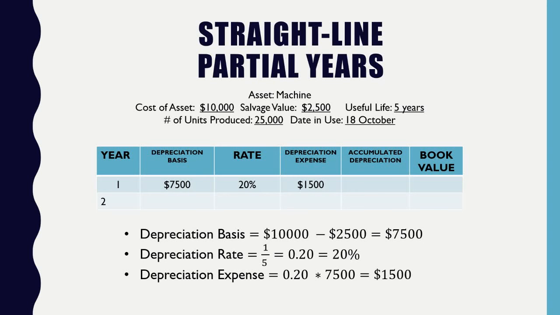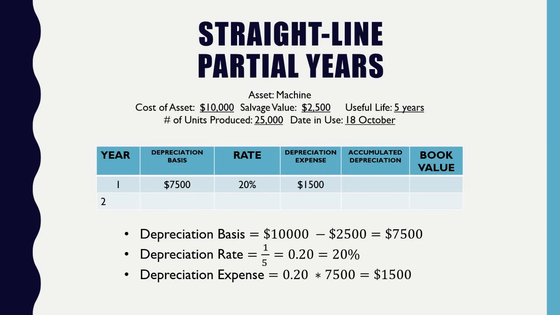Then you take that 20% and multiply it by the 7,500. 20% times 7,500. Oh, 1,500. All right, I got it. So that is the depreciation for the whole year.